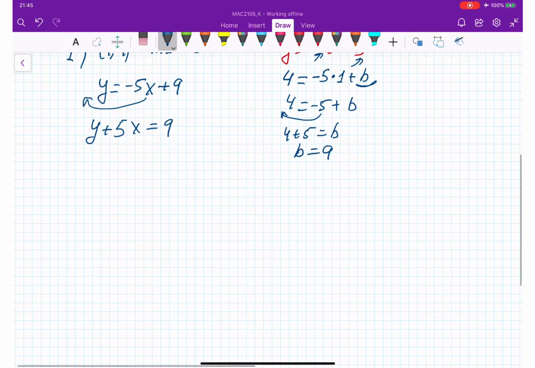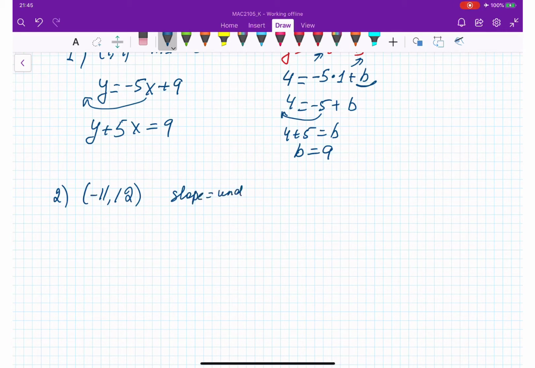Next question. Write an equation for the line that passes through points (-11, 12). We need to write down the equation for the line that goes through this point and whose slope is undefined. Remember, slope is undefined, which means the graph is running what? Vertically, correct? That's when slope is undefined.